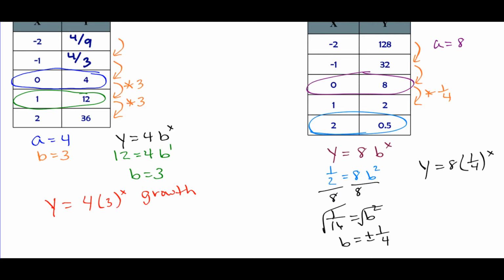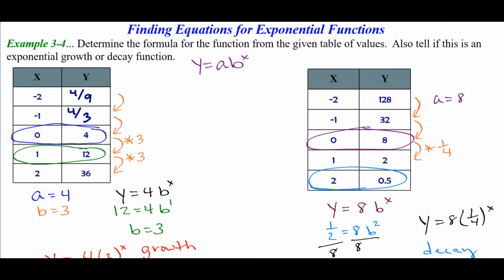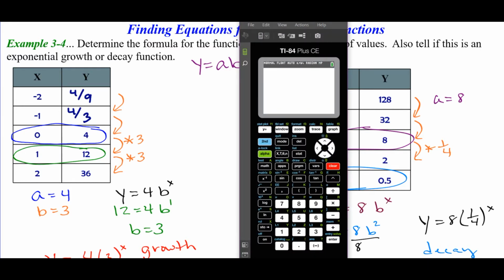This time I know that since my b value is less than 1, this would be a decay situation or a decreasing value. When you have a table of values like this, you can also use the calculator to find your exponential model. So I can come to my calculator and put this data in my list like I would to do a linear regression or a quadratic regression. Clear out these values here. Put my new values in. I'm going to do this first example here.